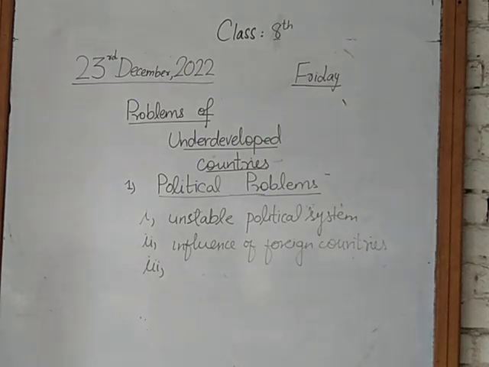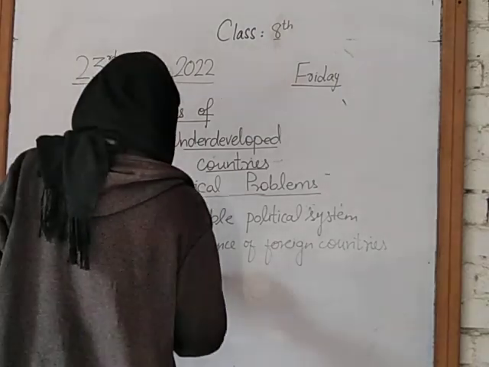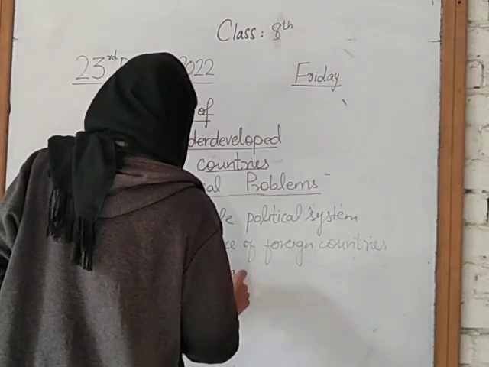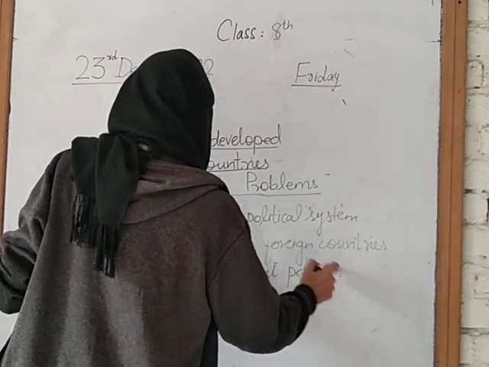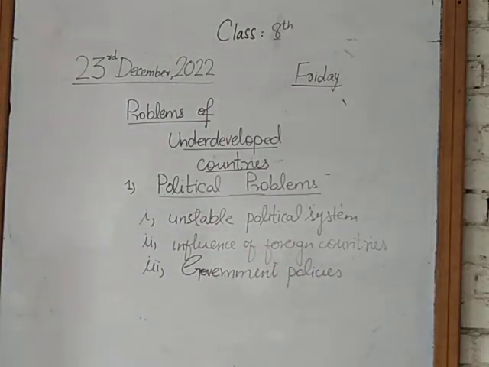And the third political problem is government policies. Government policies in underdeveloped nations are not consistent. If a country has made government policies, they are not implementing those policies properly. Because of improper implementation, the countries are facing different political problems. So students, this was all about the political problems of underdeveloped nations.